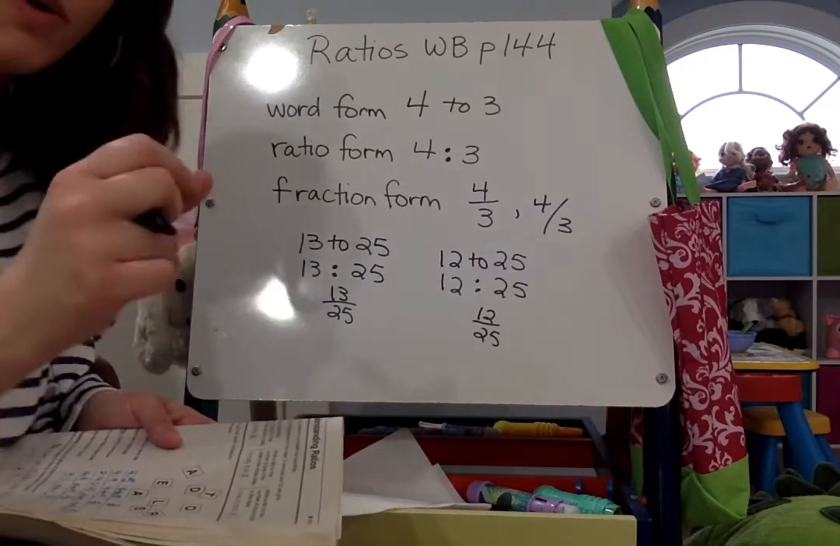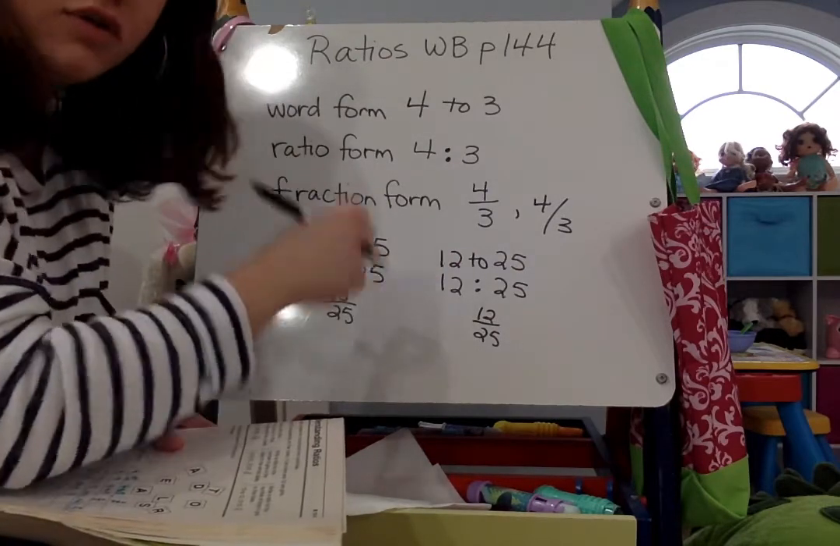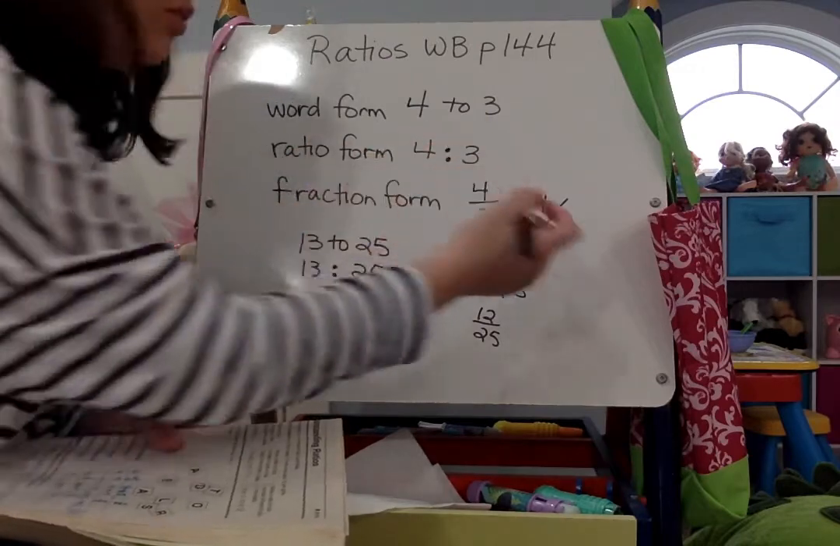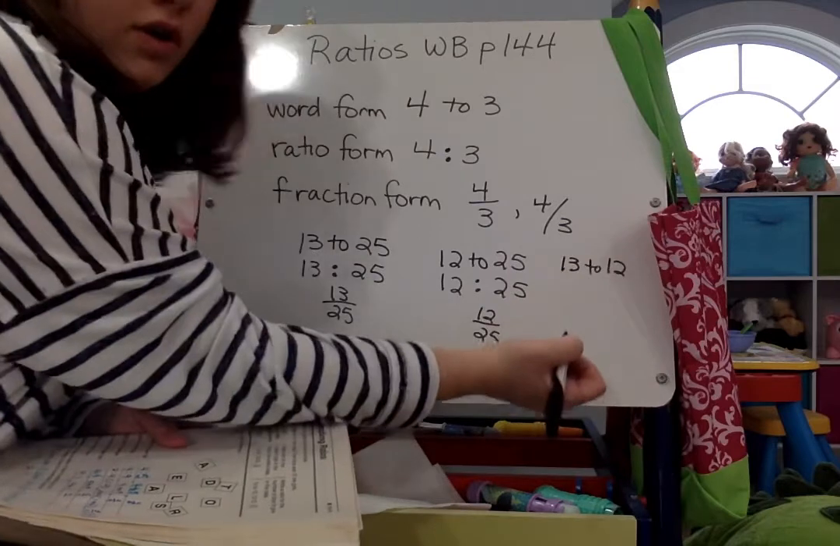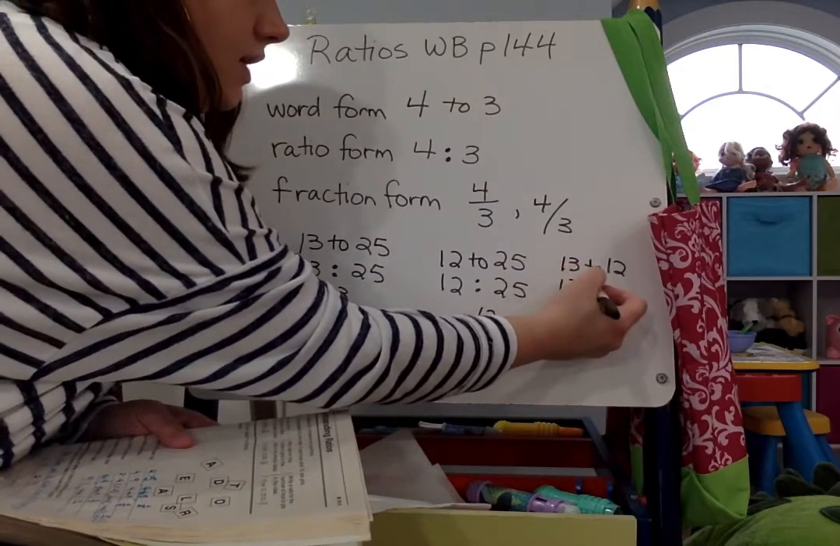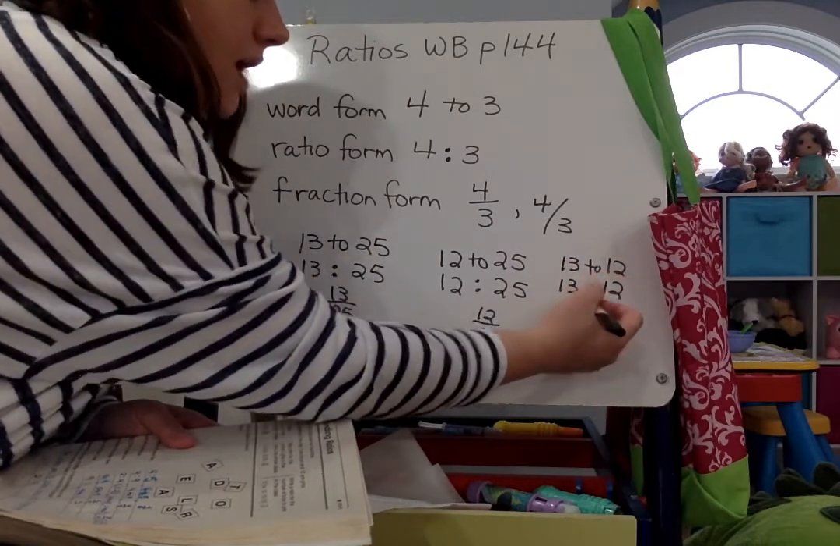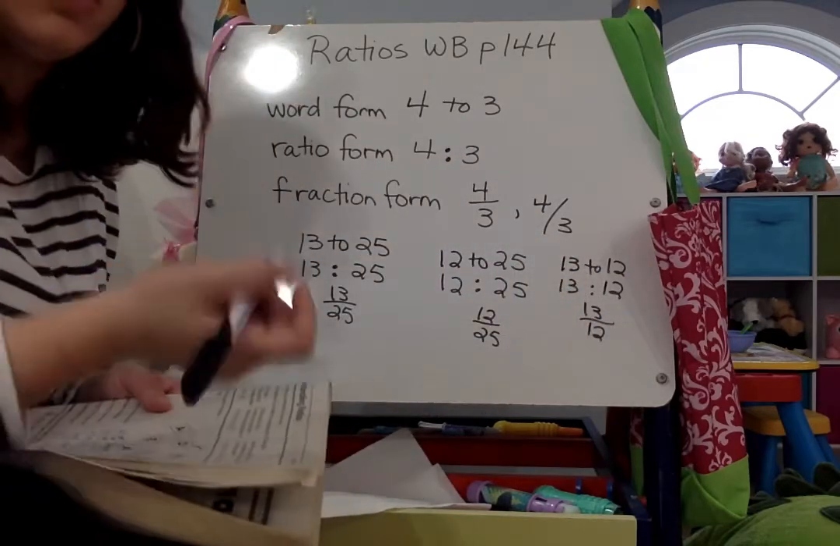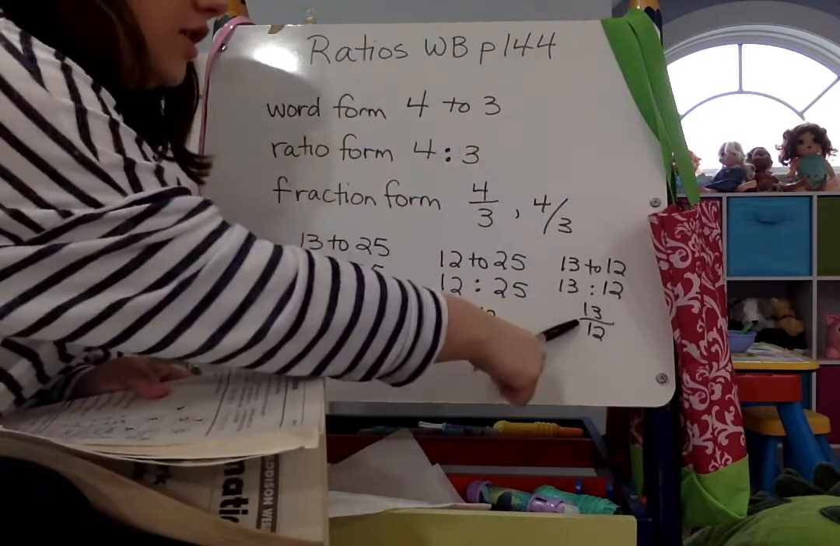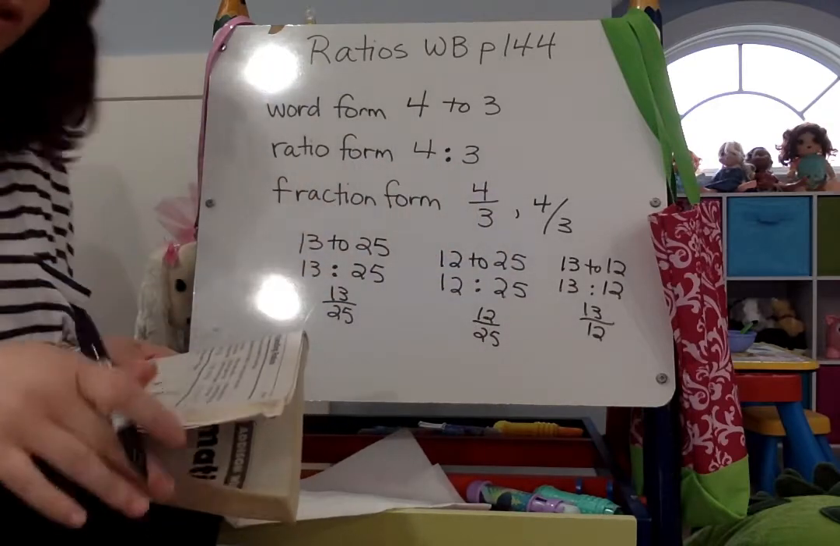So we have to start with boys. You can't start with the 12 for girls. You have to start with the correct term, which is the boys. So there are 13 boys to 12 girls. There are 13 colon 12 and then 13 over 12. Even though that's improper, it's okay. It's the true fraction that shows the ratio 13 to 12. We have to make sure we write them in the correct order.